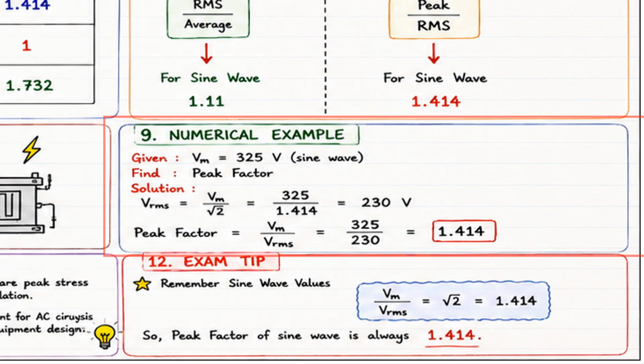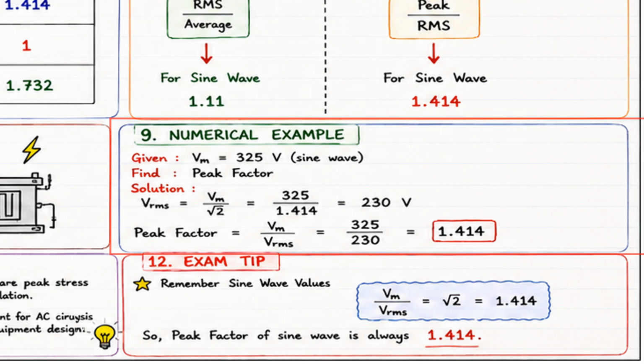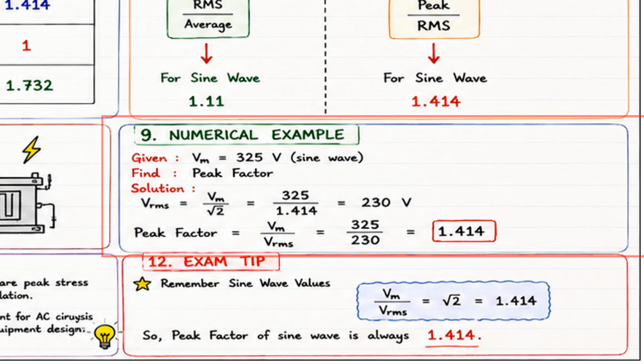Now we move to section number 9, numerical example. In this example, the peak value is taken as 325 volts. First, the RMS value is calculated, and it is found to be approximately 230 volts. Then, by dividing 325 by 230, the peak factor is calculated as 1.414. This example confirms the correctness of the formula.